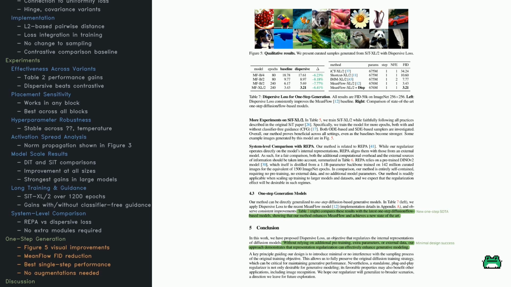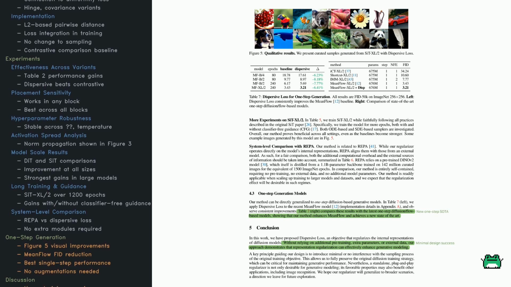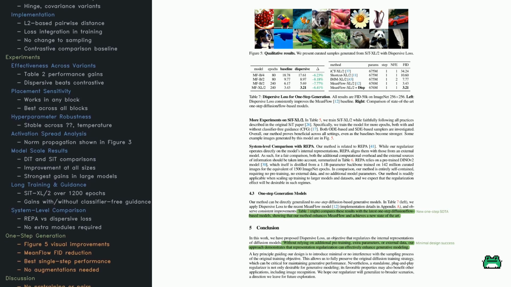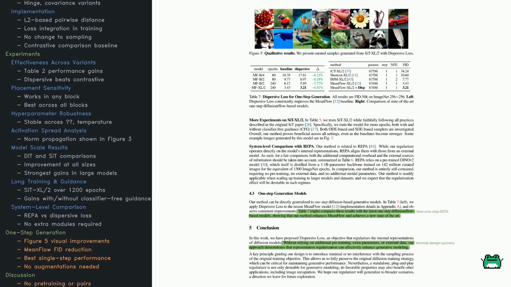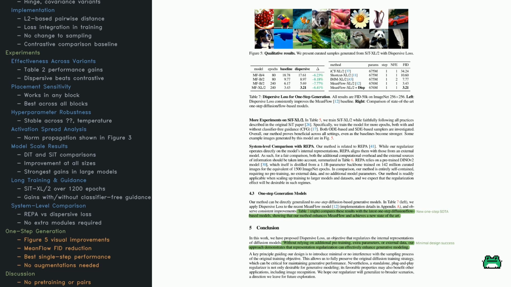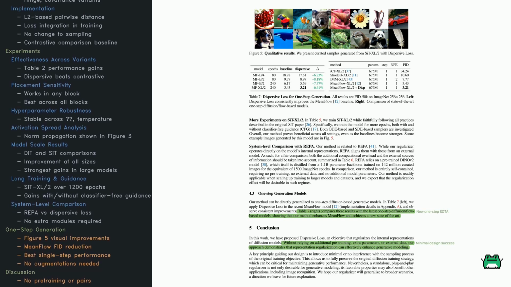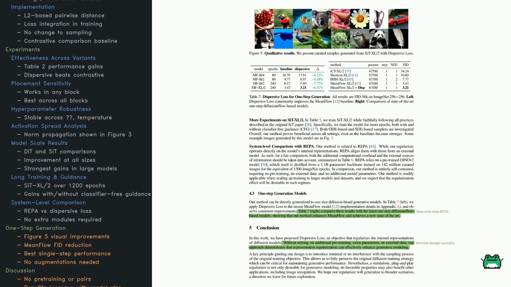Finally, the authors close by comparing their method again with REPA. REPA aligns features with external networks. Dispersive loss just works inside the model itself. No pre-training, no external data. That makes it more practical, especially for large-scale setups.